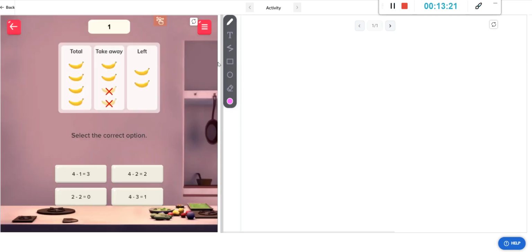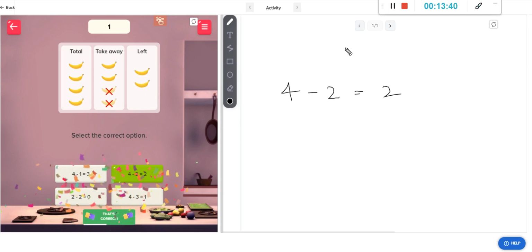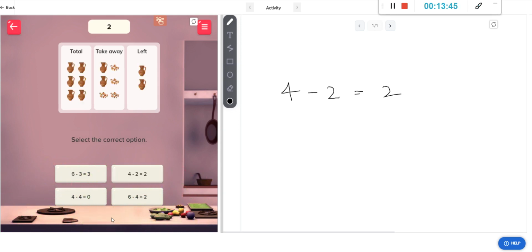The first question says I have a total of 1, 2, 3, 4 bananas, right? I end up taking away how much? How many are crossed there? 1 and 2. So minus 2. And how many am I left with? 2. So which subtraction statement is correct? 4 minus 2 equals 2 is the absolutely correct answer that you have. Let's move to the next screen.